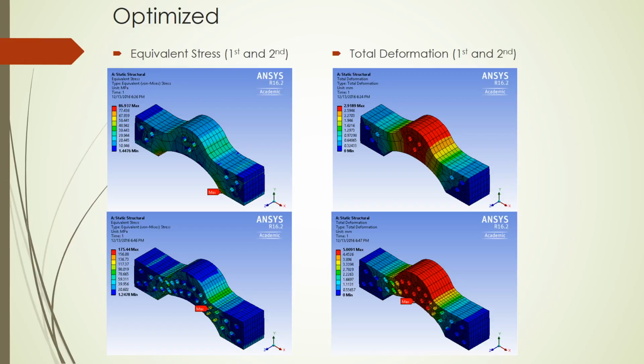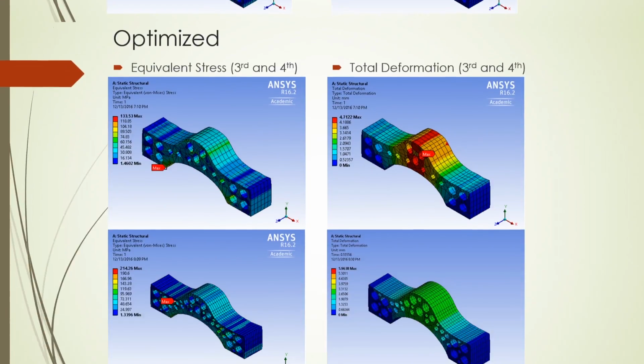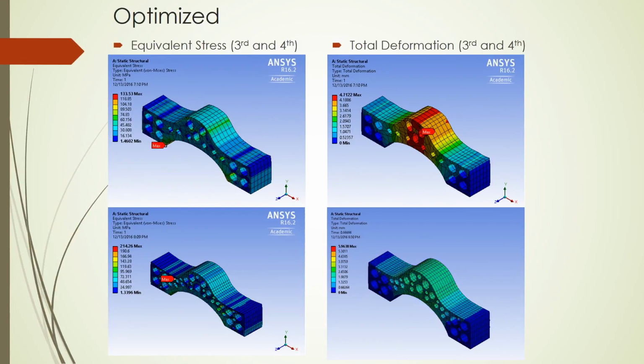For the second structure, the number of holes increases, so the maximum equivalent stress increases to 175 megapascals, and the maximum total deformation becomes about 5 millimeters. But the minimum equivalent stress and the minimum total deformation stay nearly constant. As you can see at the bottom right, this is how the structure deforms, and all four structures deform in a similar pattern.